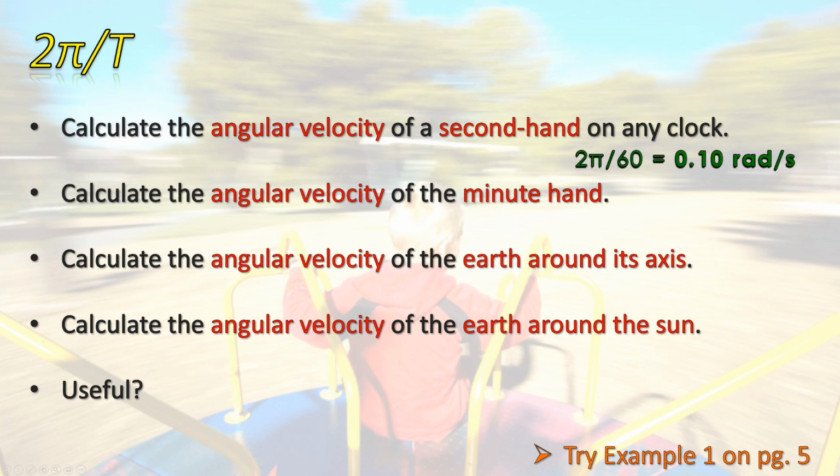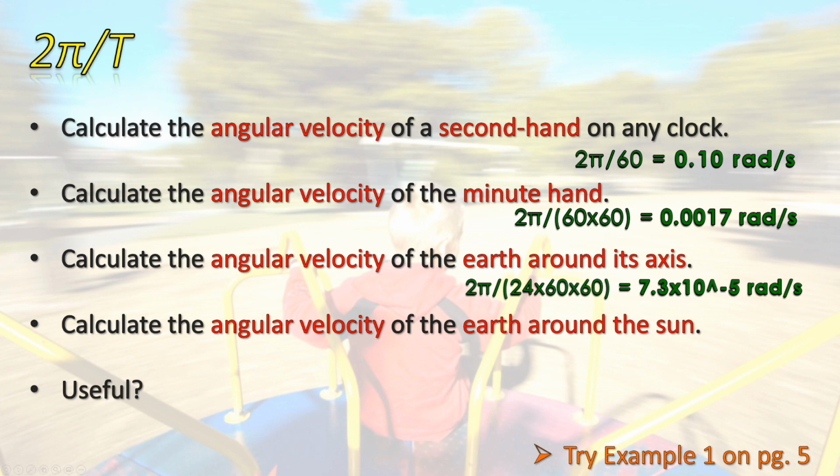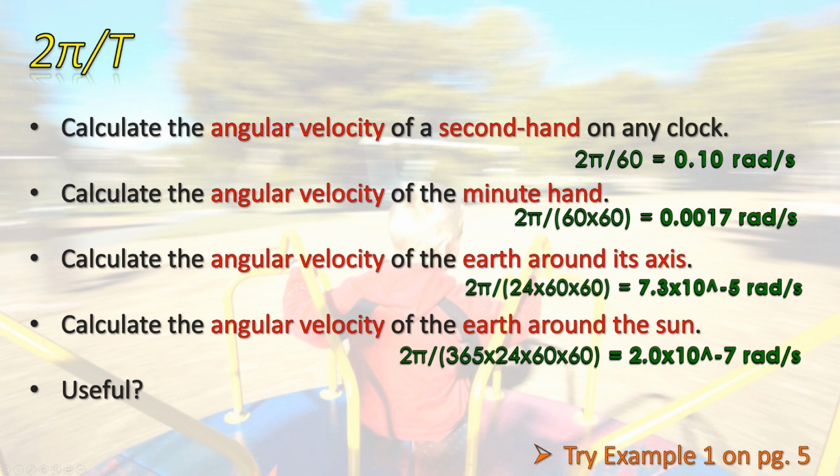Angular velocity of the second hand is 2 pi divided by 60 seconds, because that's how long it takes it to go around a full circle. The angular velocity of the minute hand is 2 pi divided by 60 times 60 seconds, because that's how long that takes to go through a full circle. I know a few people sometimes get that mixed up.